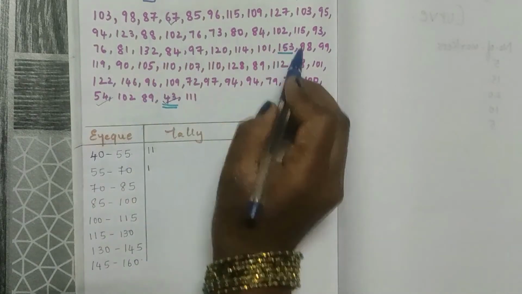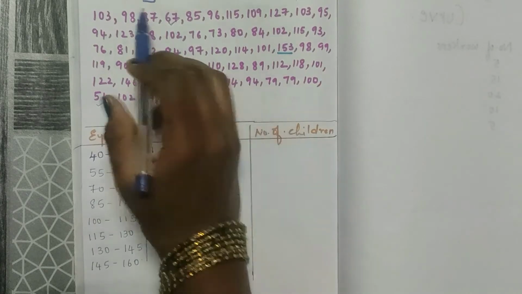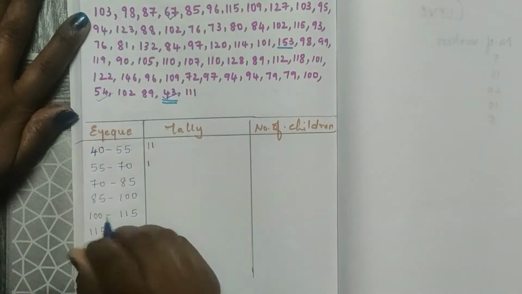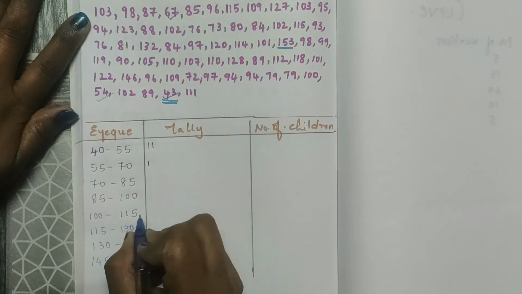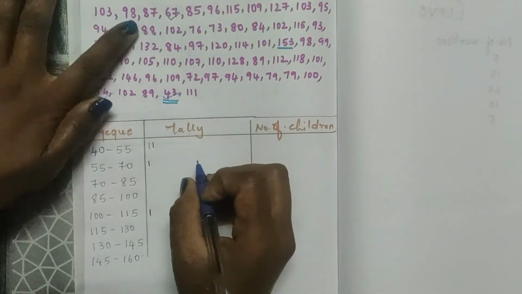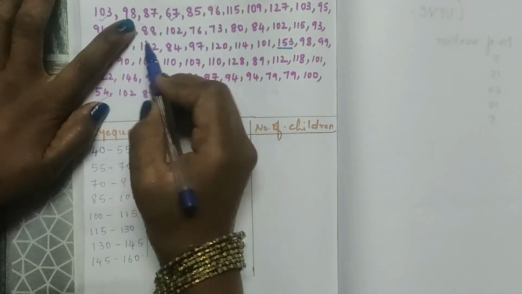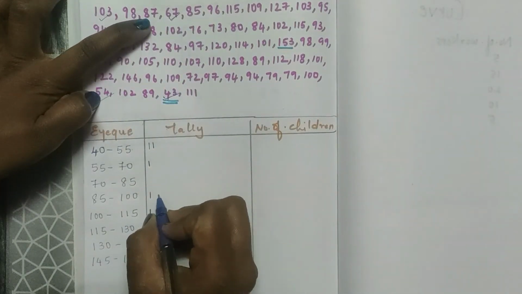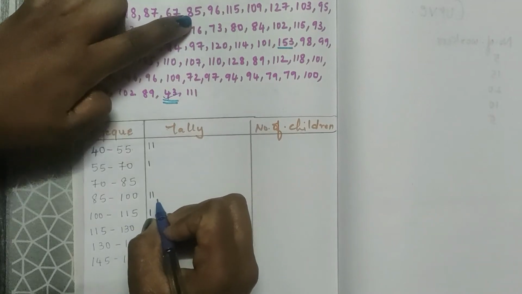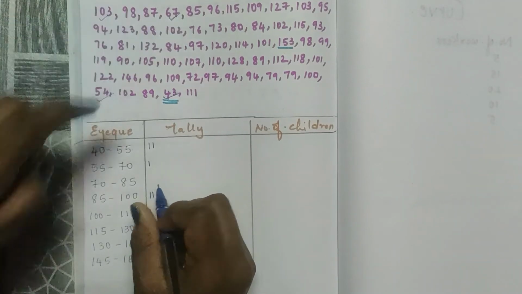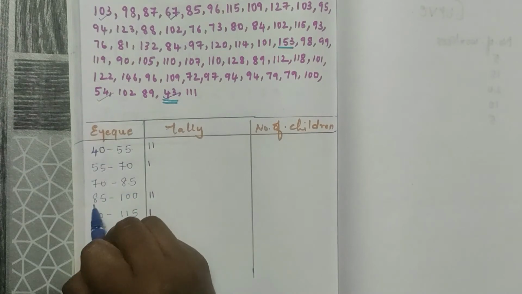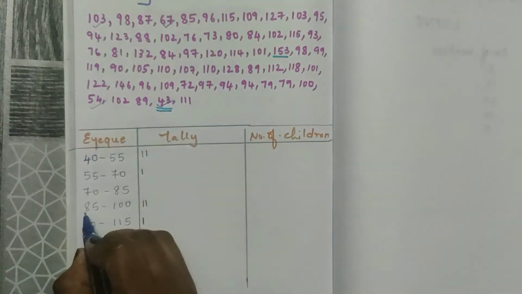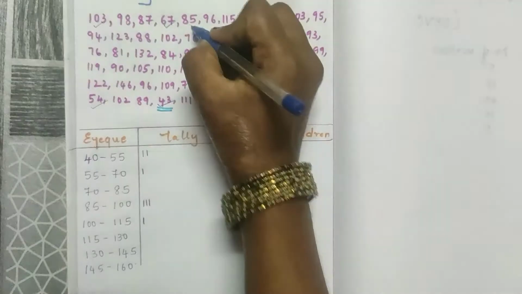Now instead of finding it like this, which is time consuming, we will start from here. Now it is 103. So 103 comes in which row? 103 comes here. Now 98. So I am done with this. 98 comes here. Then 87 here. 85. Now if you see, 85 is here also and here also, so you should take this 85 in this one. So 85, done with this.